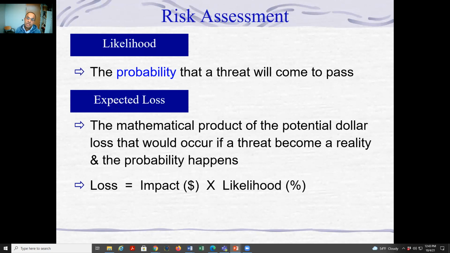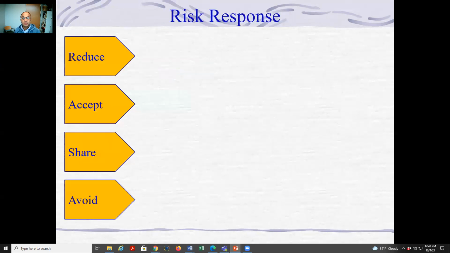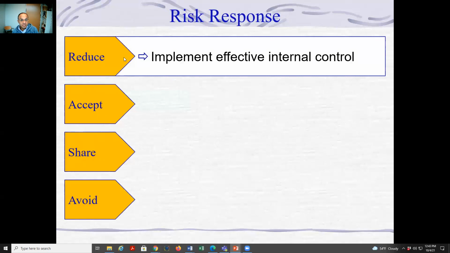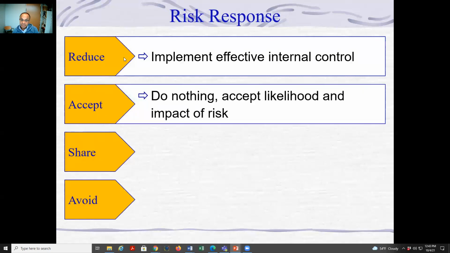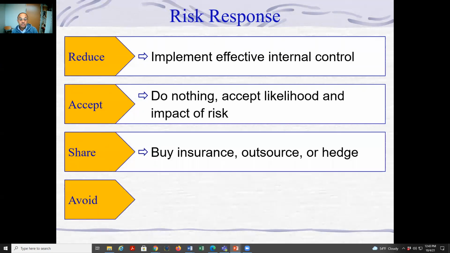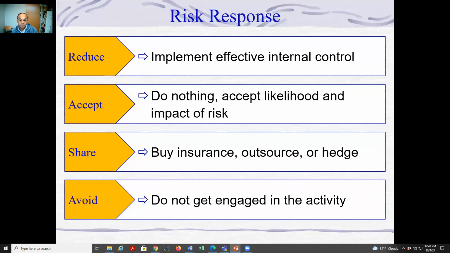If it's below, it's immaterial. And based on our estimate of loss, we might reduce the risk by implementing effective controls, accept the risk if the loss amount is very small, share the risk by having insurance, or avoid the risk by not engaging in the activities.